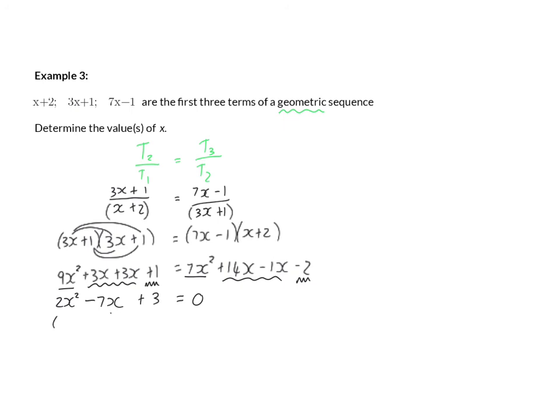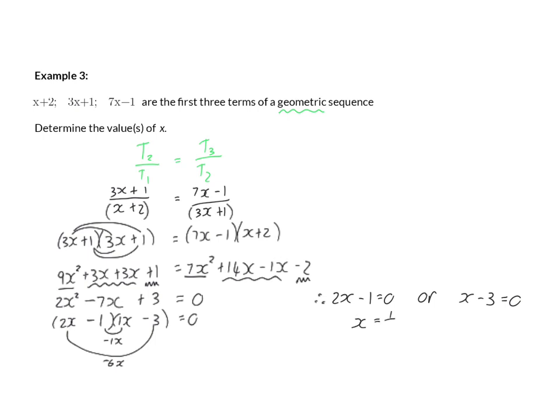Now we need to factorize that trinomial. So we'll use the factors of 2x squared, which will be 2x times 1x, along with the factors of 3, which we need to use minus 1 and minus 3. You can quickly check yourself. That will give me minus 1x and minus 6x, and added together it will give me the middle term of minus 7x. So that means two possible answers. 2x minus 1 can be 0, or x minus 3 can be 0. So x is either a half or x is 3.